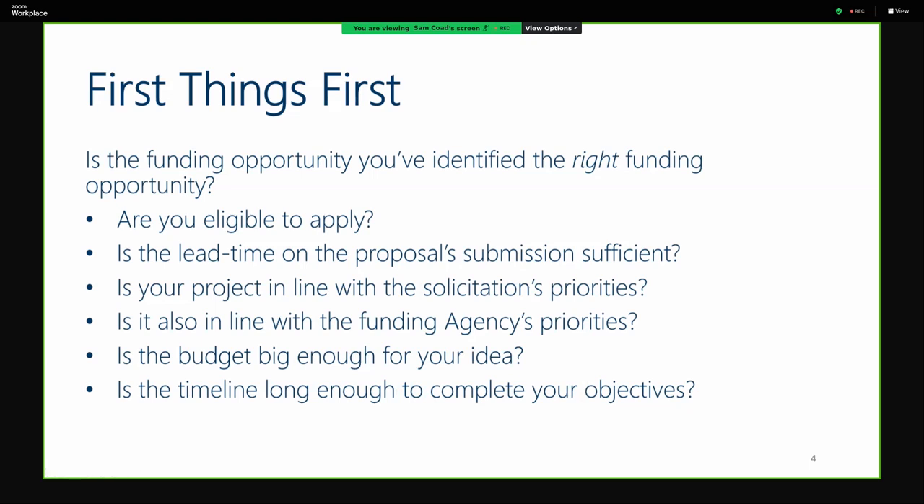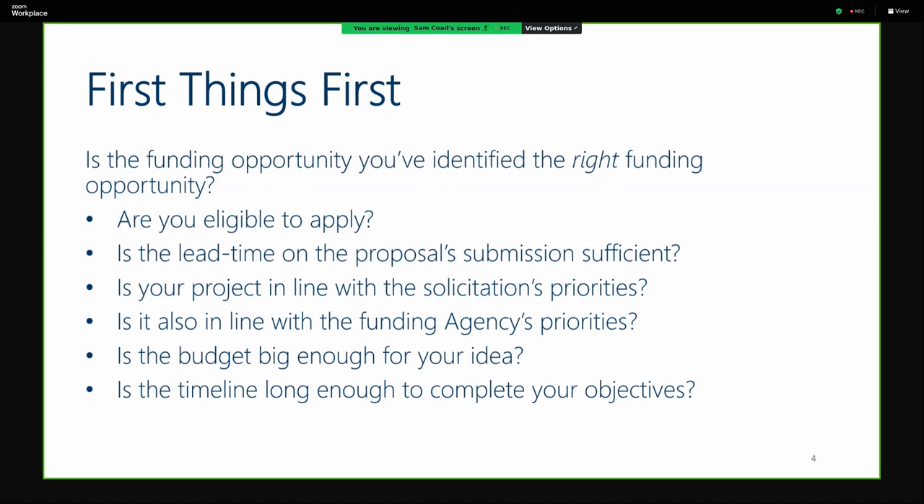And then you also want to make sure that your project is in line with the solicitation's priorities. There's something to consider beyond simply being eligible. If the proposal weights community engagement heavily and you don't have any existing relationships with community groups, then you're going to have a hard time achieving those points on that rating scale. So it won't be competitive. So if you have a lot of work to do before you submit to even make it competitive, that's something to consider before spending your time putting together a proposal.